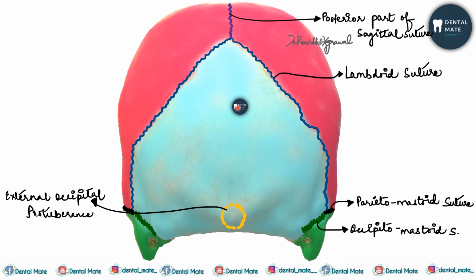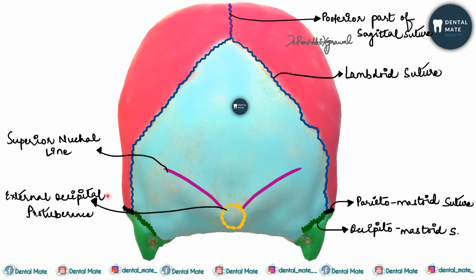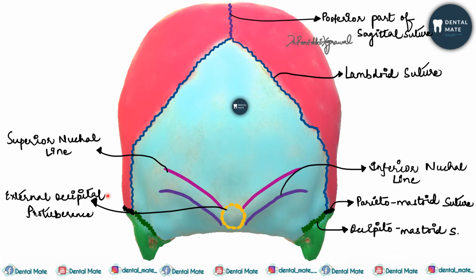In the midline, there is a prominence seen over the squamous part of the occipital bone, which is known as the external occipital protuberance. On each side of the external occipital protuberance, two curved lines run medial to lateral, with their concavity facing downwards, which are known as the superior nuchal line. The line running below the occipital protuberance is known as the inferior nuchal line.